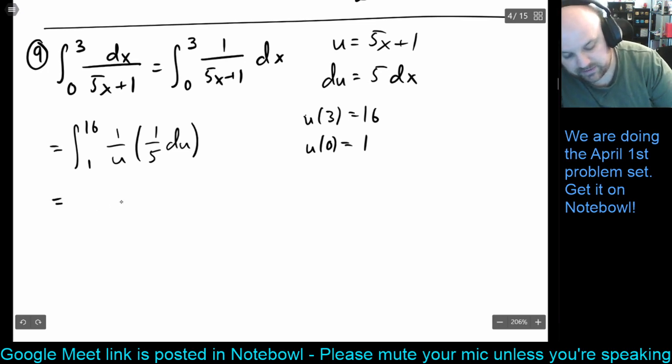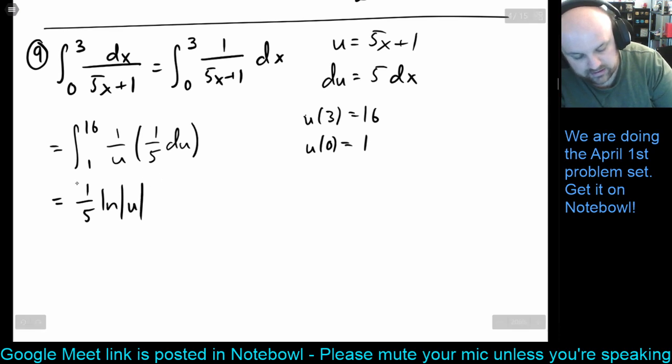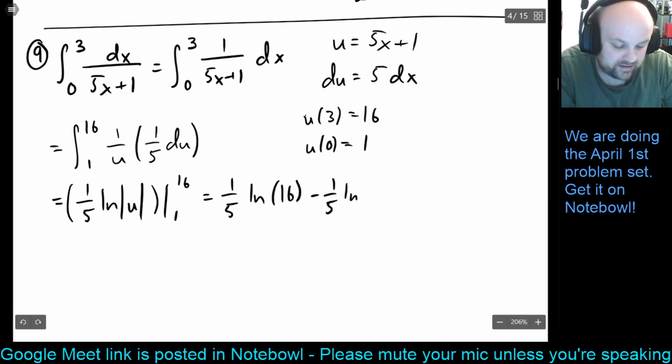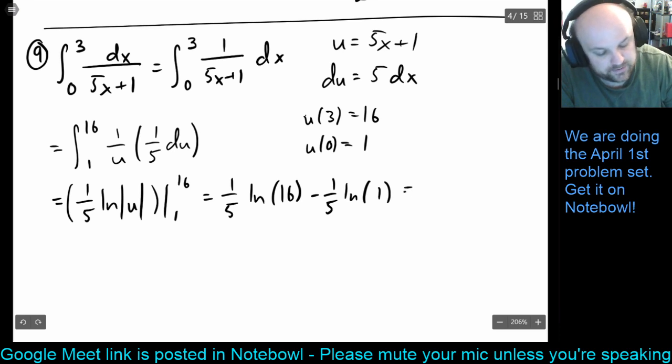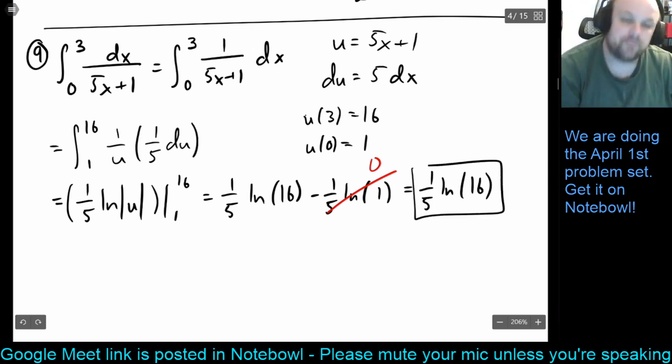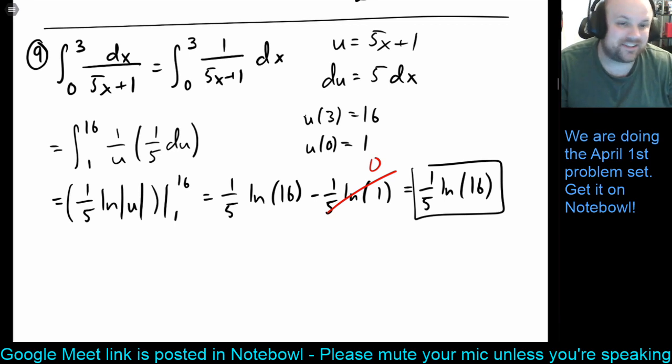Integrate this. We're going to have 1/5 ln, absolute value of u, and this whole thing is from 1 to 16. So we get 1/5 ln, absolute value of 16, which is just 16, minus 1/5 ln, absolute value of 1, which is 1. ln of 1 is just 0. So you could say 1/5 ln of 16. Good to go. You can make that ln of the 5th root of 16 if you were so inclined. Don't feel like you need to do that.